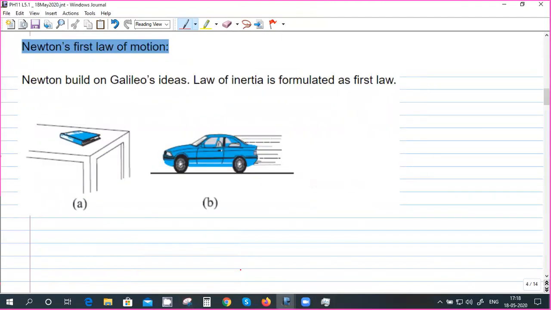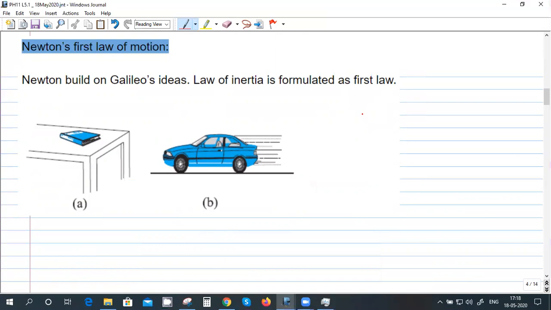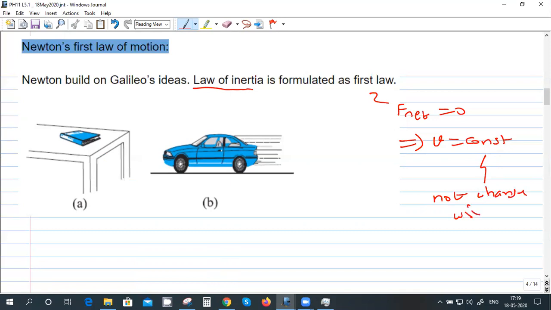Newton's first law of motion. Newton built on and extended Galileo's ideas, so Newton's first law of motion is basically Galileo's law of inertia. It states that F net equal to zero implies that the velocity will be constant or zero. Zero is always a constant, right? What does constant mean? It will not change with time. And what is the other one?